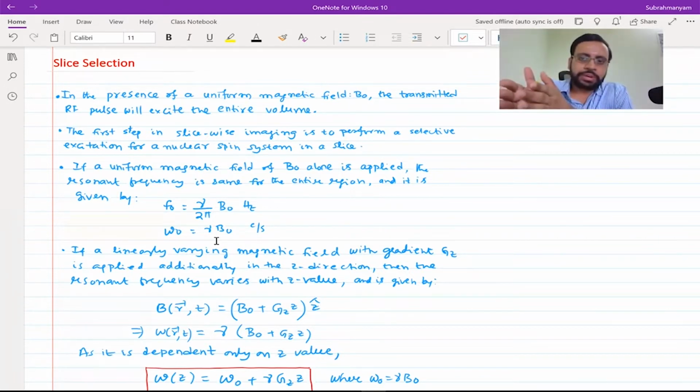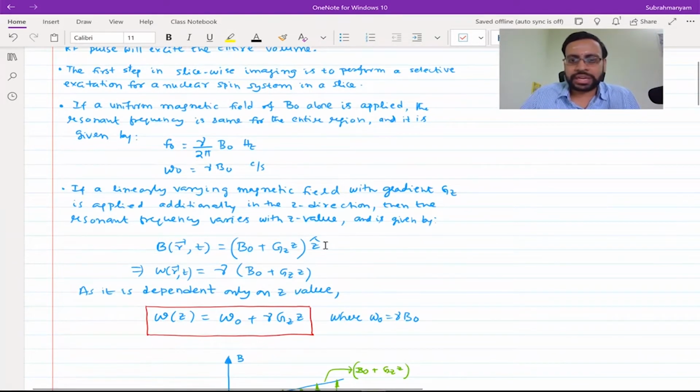Since you need it for a particular Z direction, you would vary the gradient. In addition to B naught, which is there in the Z direction, you would spatially vary it by adding a small gradient value, Gz. I'm calling it small because compared to B naught, it is an incremental change that is good enough for us. So you are linearly changing it based on which location of Z you are in. That's Gz into Z, and this is what changes in the Z direction.